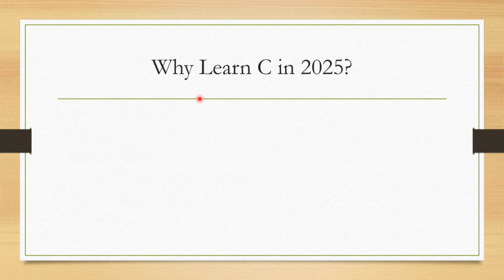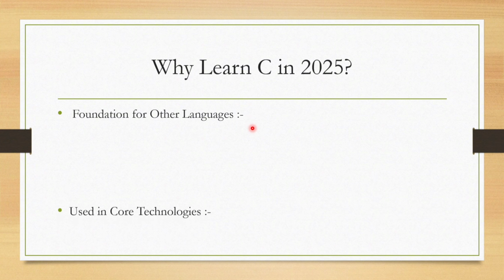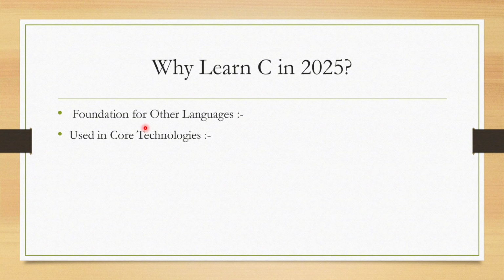Now we shall see why to learn C in 2025. In 2025, learning C is still valuable because of the following. Foundation of other languages: if you learn C, picking up C++, Java and Python becomes easier. Used in core technologies: C is used in system programming, embedded systems, game development and robotics. High performance: since C is closer to machine code, it runs faster than interpreted languages like Python.